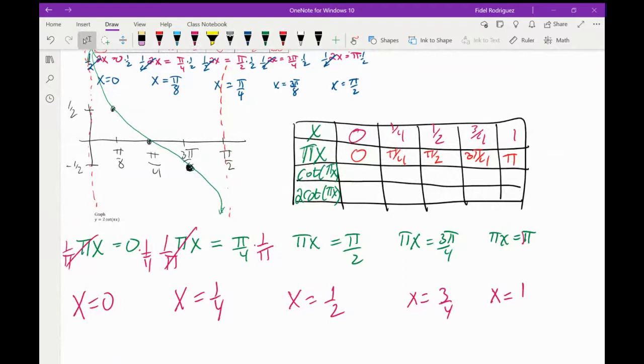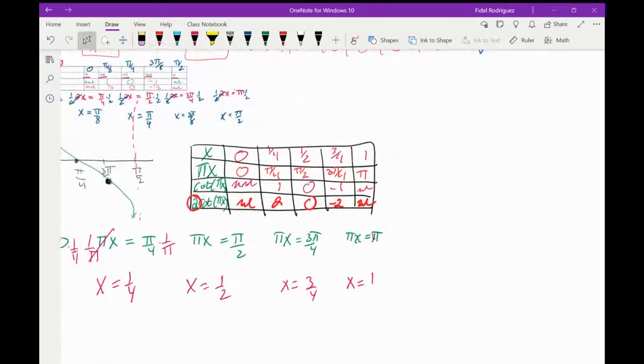So cotangent of 0, everybody agree, is undefined? Cotangent of pi over 4 should be 1. Cotangent of pi over 2 is 0. Cotangent of 3 pi over 4 is -1. And cotangent of pi is, again, undefined. Now, guys, let me ask you a question. What number do we have in front now, right here? 2. So all we're doing is multiplying those numbers by 2. So this is still undefined. This is 2. This is 0. This is -2. And that's still undefined, right?